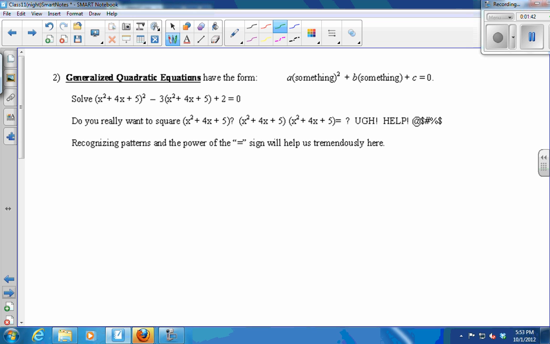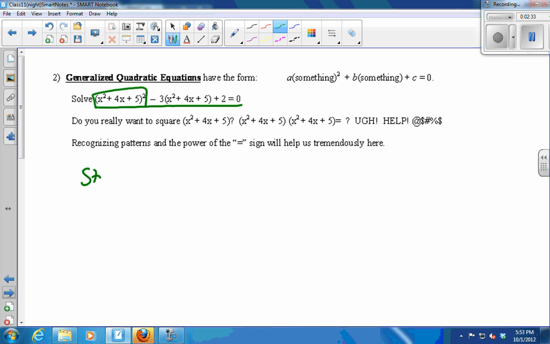So in general, a generalized quadratic equation looks like a times some stuff squared plus b times some stuff plus c equals 0. So if I want to look at this equation, x squared plus 4x plus 5 squared minus 3 times x squared plus 4x plus 5 plus 2 equals 0, our intuition would be to square this piece right here, to actually multiply that out. Distribute the -3, combine like terms. But multiplying x squared plus 4x plus 5 times itself is like a nightmare. I mean, you could do it, but it just would take a lot of paper and patience. It's a little tedious. So I'm going to use the fact that this looks like a generalized quadratic.